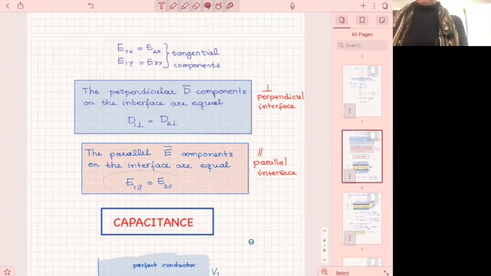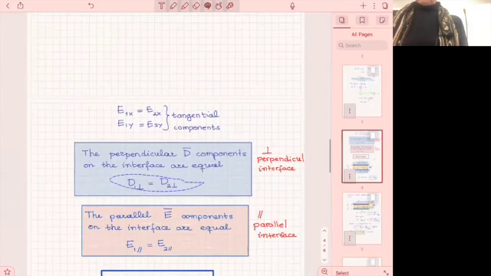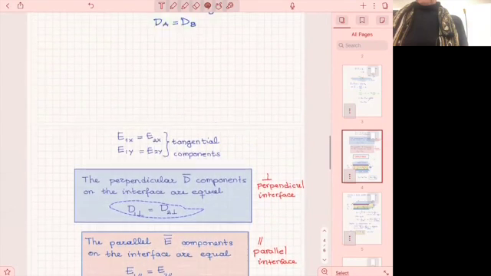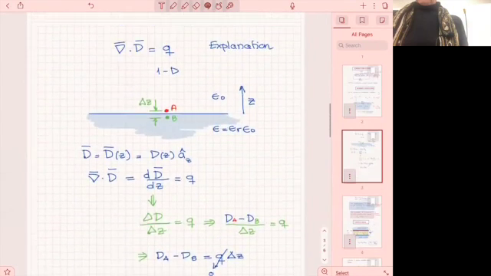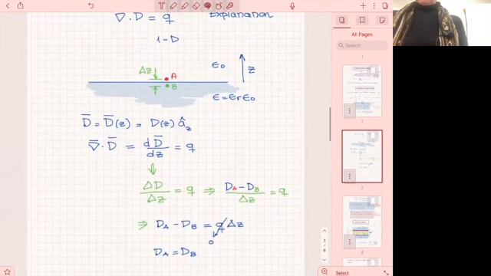Now, what does that mean? If the perpendicular components of the electric flux density are continuous, what will happen to the perpendicular components of the electric field?